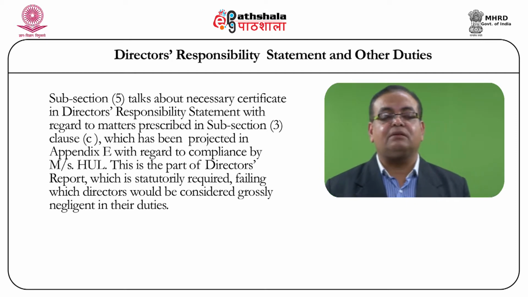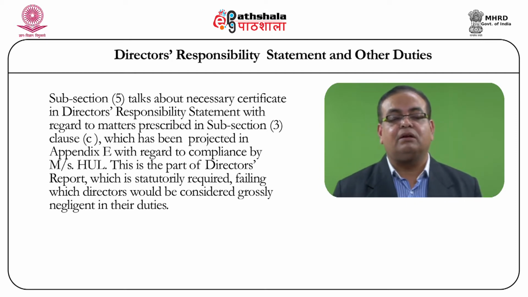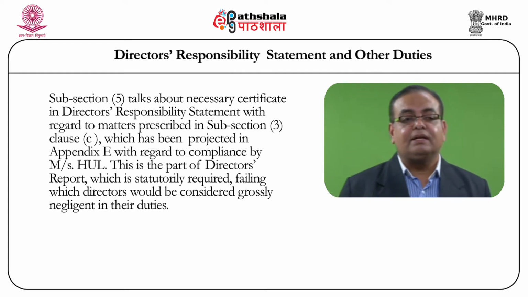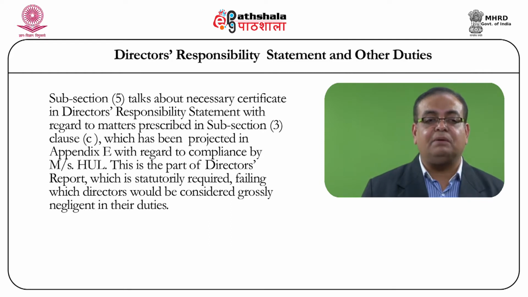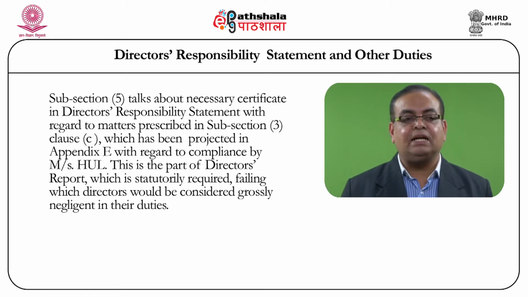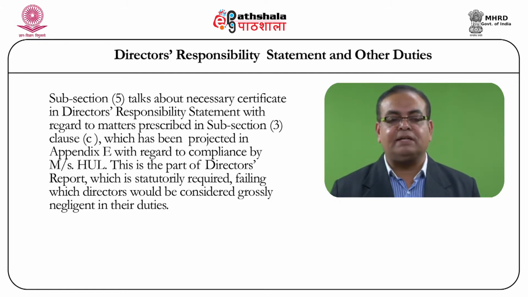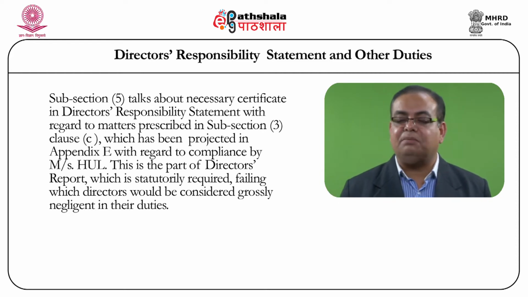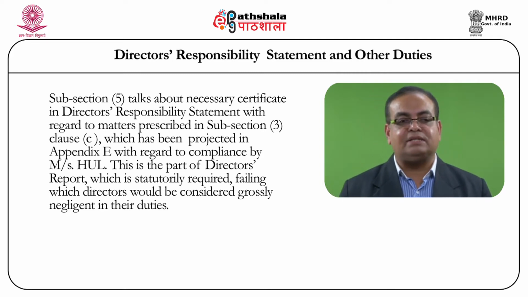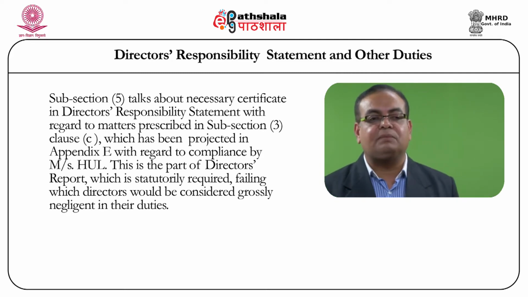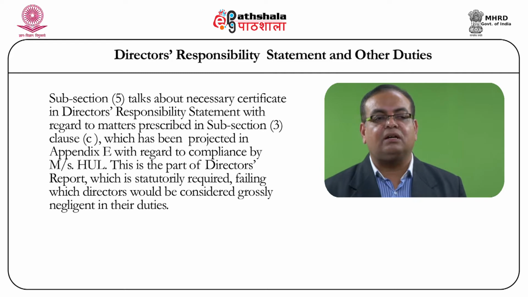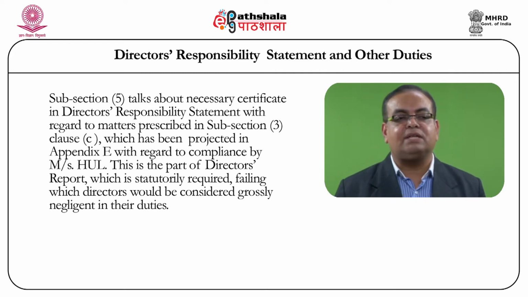Now, next is subsection 5. Okay. Subsection 5, the section is the same, that is section 134. Subsection 5 talks about necessary certificates to be given by the directors, because ultimately how can you pull the directors? It is basically based on the certificates, because they certify. For example, in the director's responsibility statement, they certify that all the accounting policies have been consistently followed, and in case there are any changes, then they have also complied with the requirements of the accounting rules, such as accounting standards, to take care of the changes in the accounting policies.